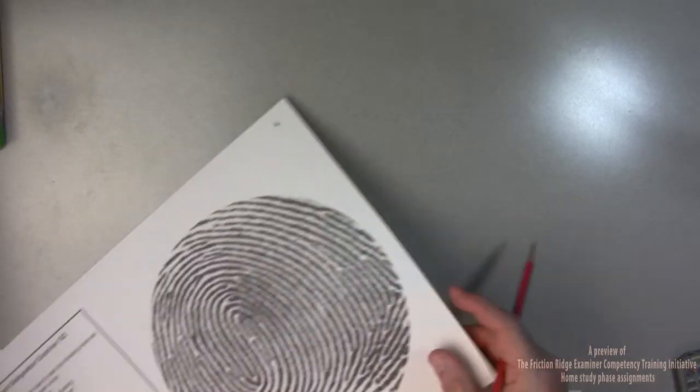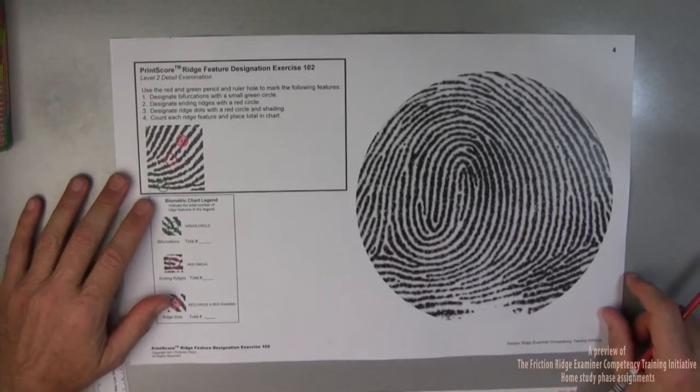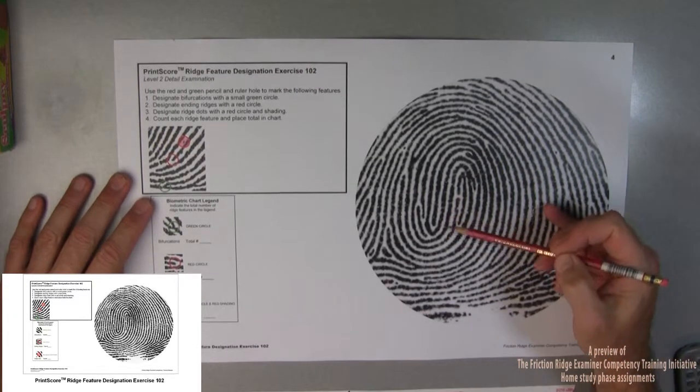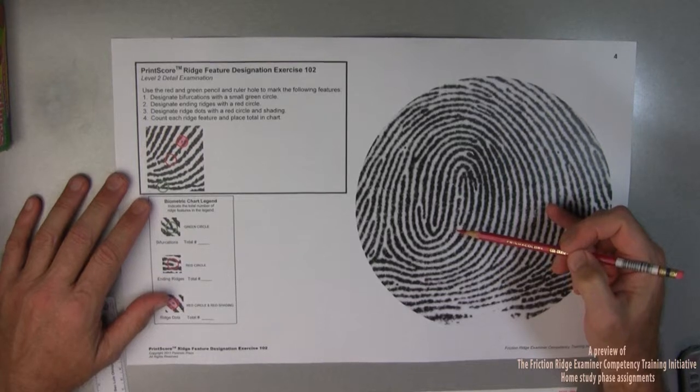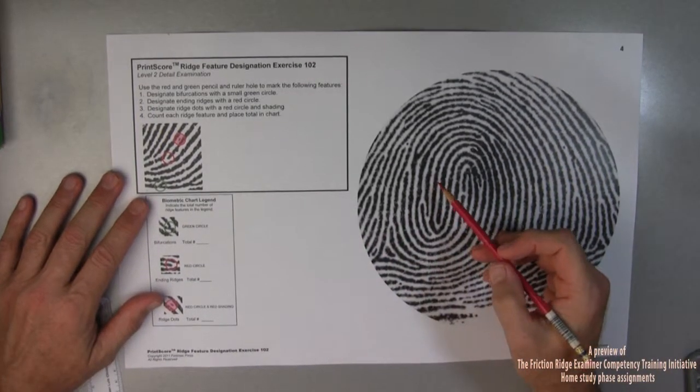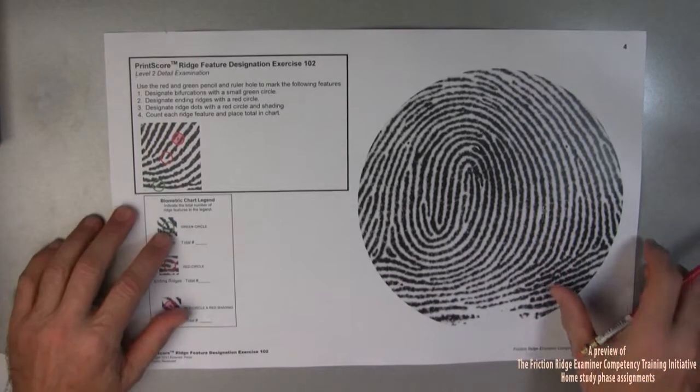That was assignment number 3. Assignment number 4 is the exact same assignment, except you're dealing with a whirl pattern here. And go ahead, do the same designation, marking the ridge features. So that's number 4.